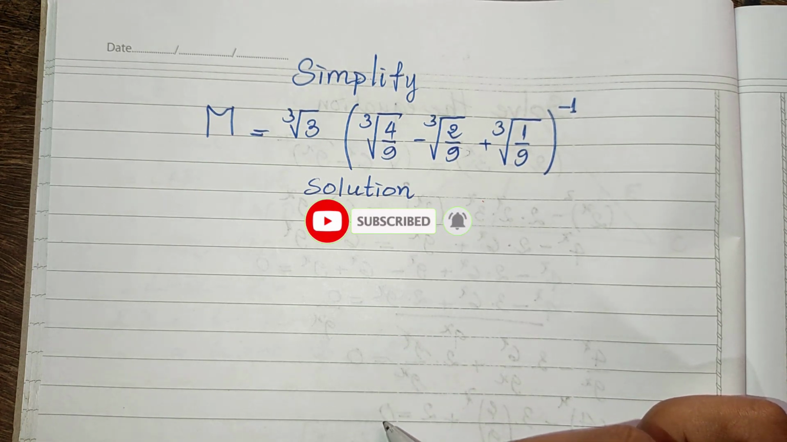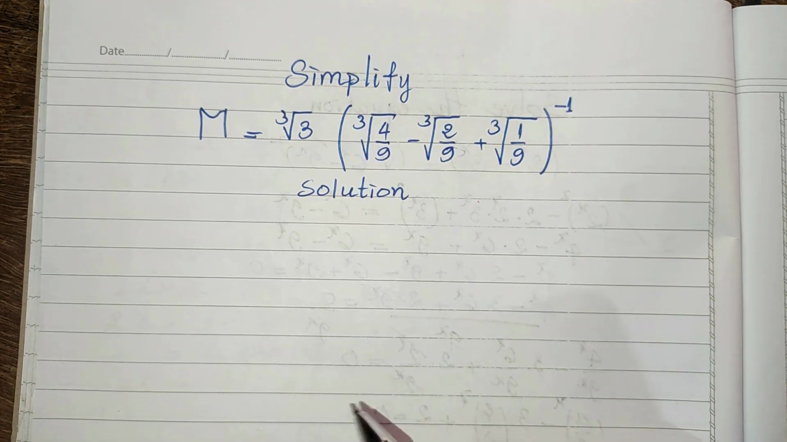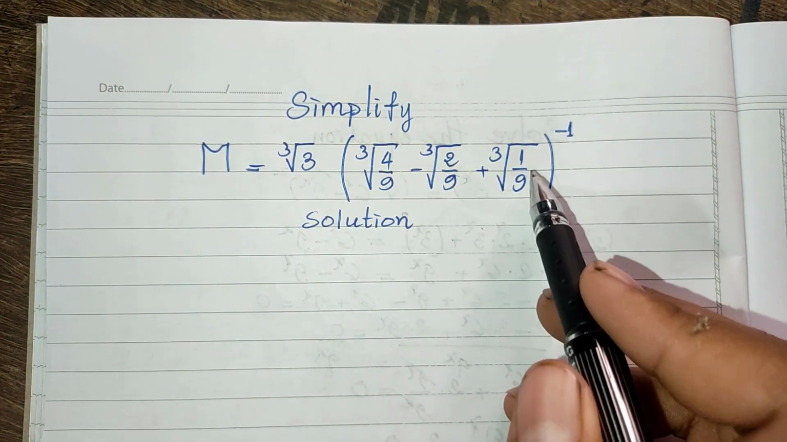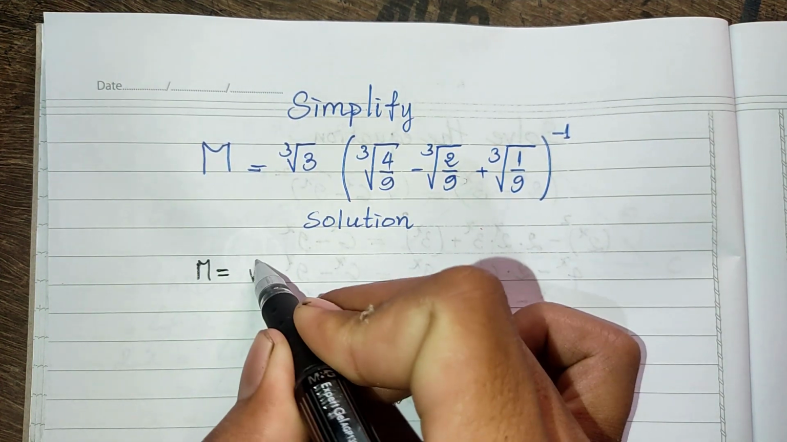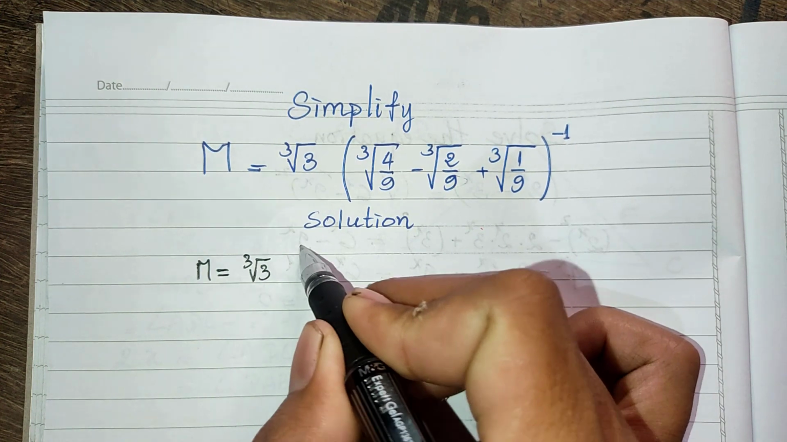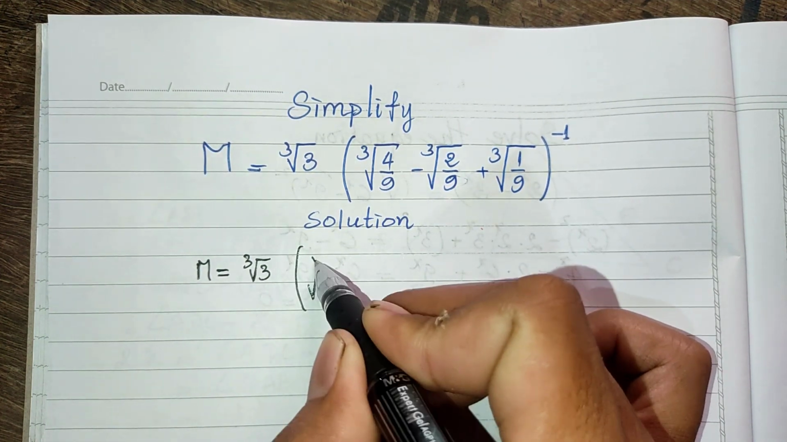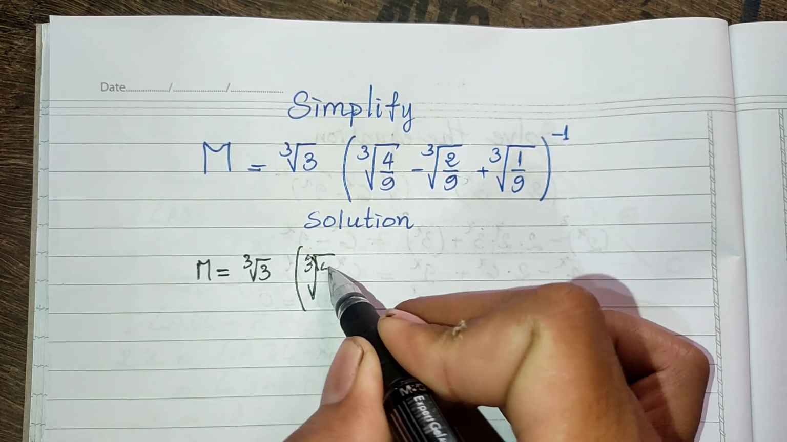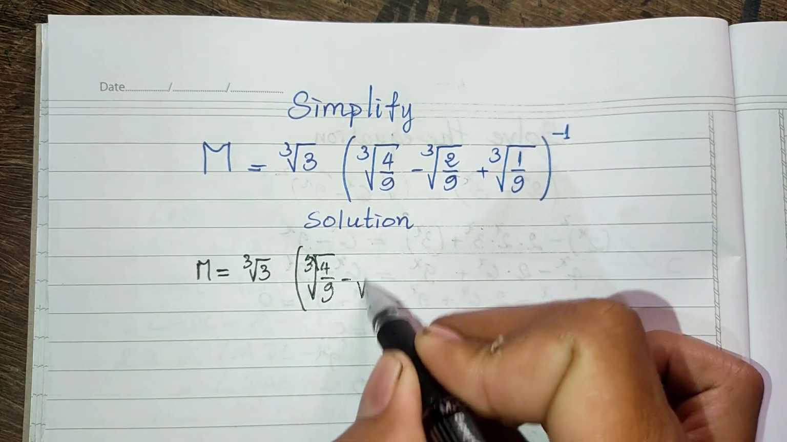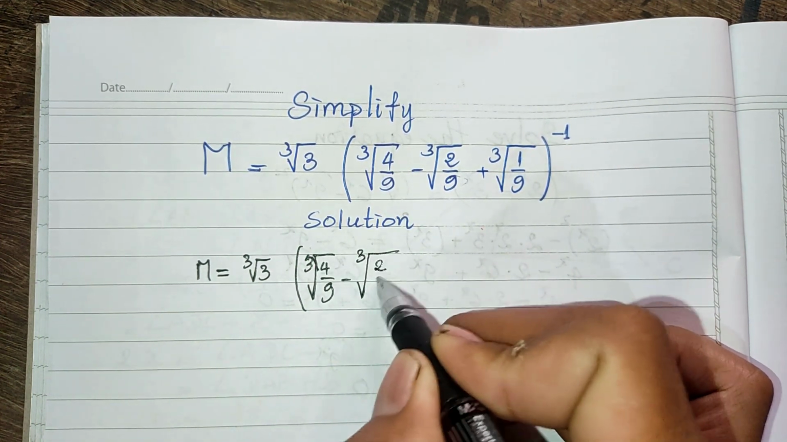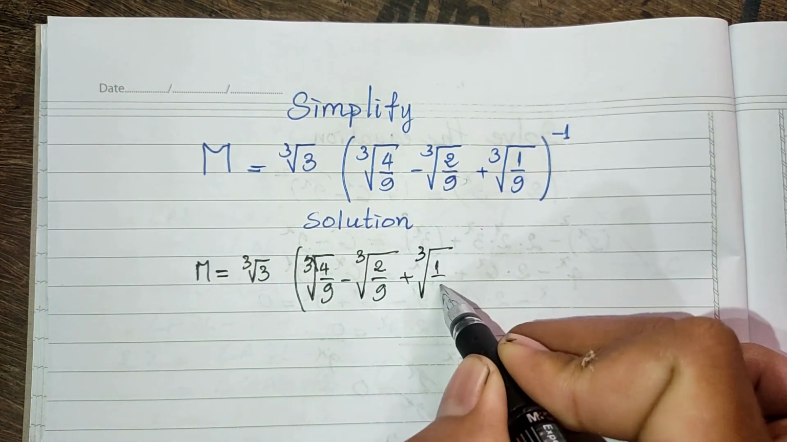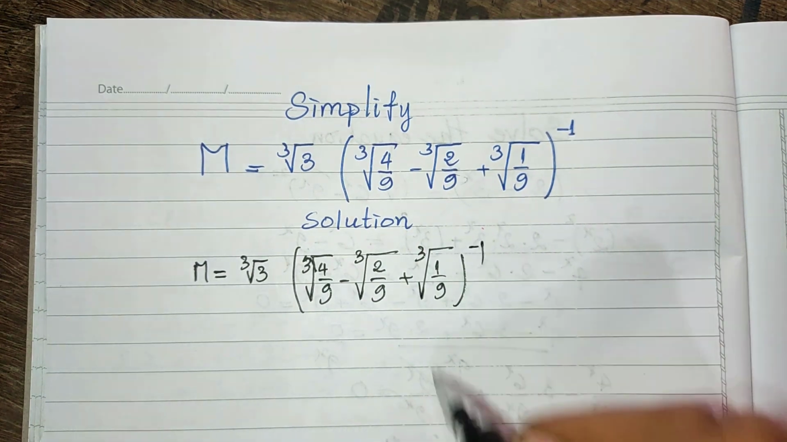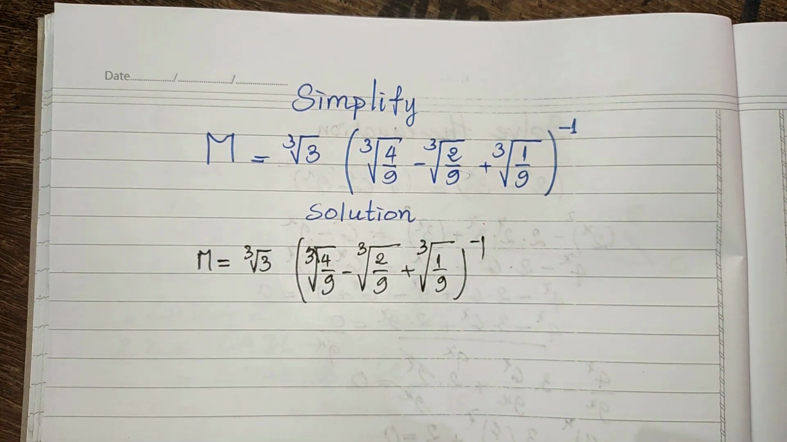Okay, now we go to the solution together. This is our expression: m equals cube root of 3 multiplied by the cube root of 4 divided by 9, minus the cube root of 2 divided by 9, plus the cube root of 1 divided by 9, all to the power minus 1. I will show you one trick.